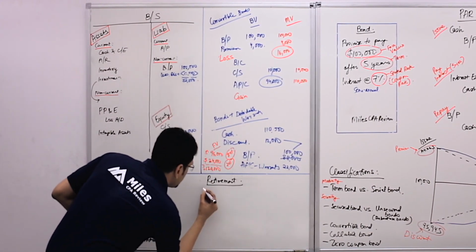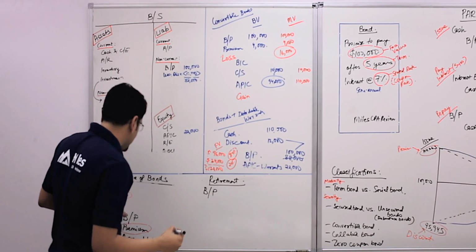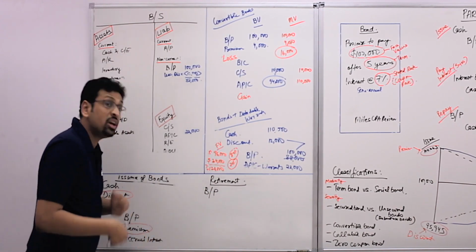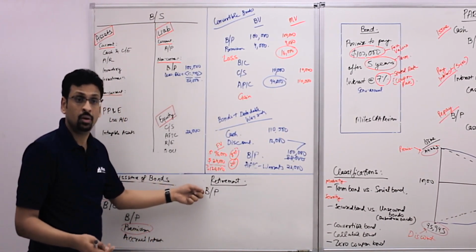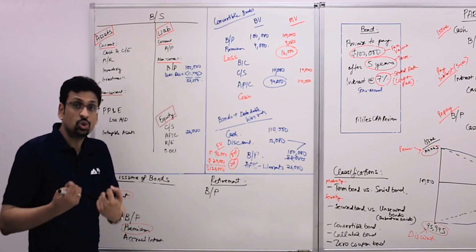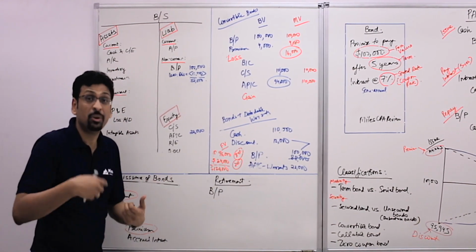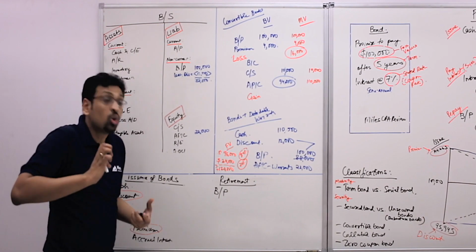it's bonds payable debit. So guys, we created a liability here. Now we are repaying off that liability. Cash came in when we issued the bonds. When we are retiring it, when we are repaying them, cash is going out.